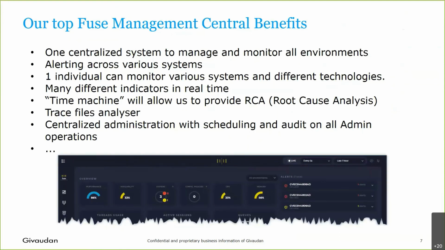So those were a few highlights, but there are many more. I think this tool is promising and really interesting, and I will really follow the new features that are coming, and I will also propose this tool to Givaudan to integrate into our production environment.